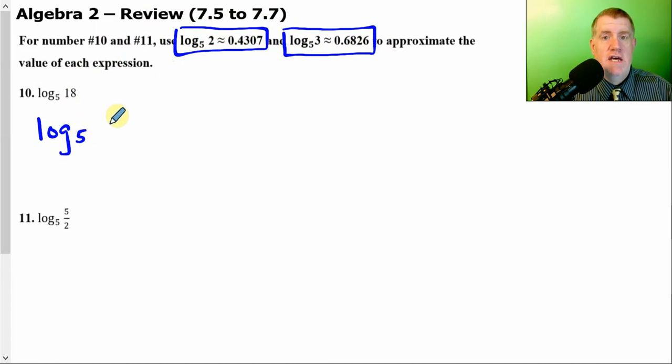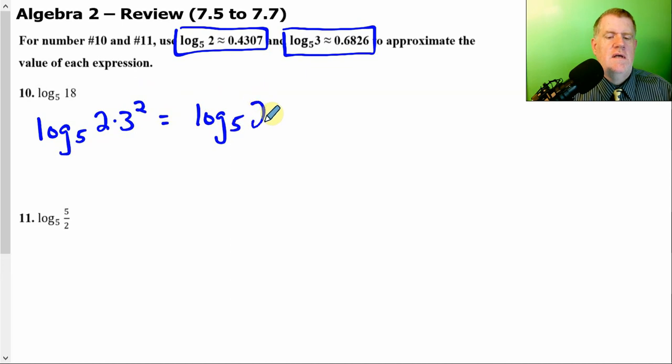Well, it's 9 times 2, isn't it? And what's 9? 3 squared. So I can expand this now. So I add because I'm multiplying, and because I have a power, I can drop that in front.